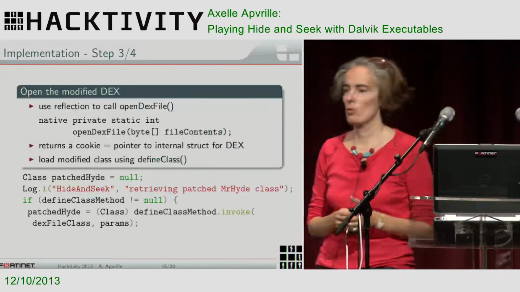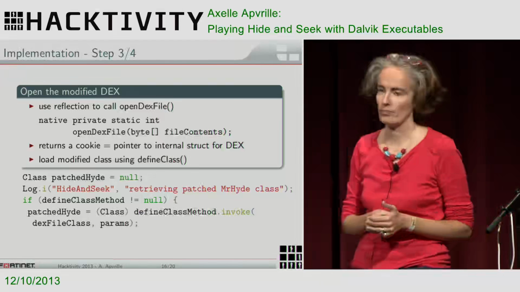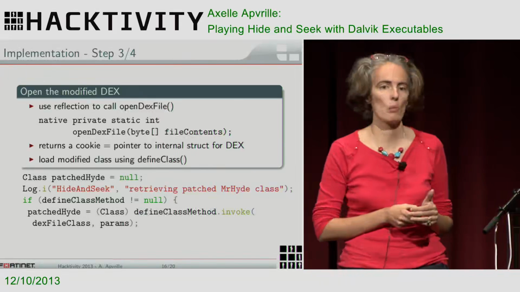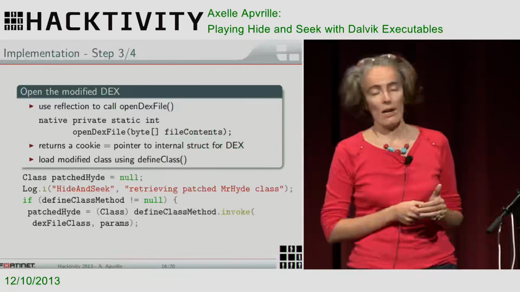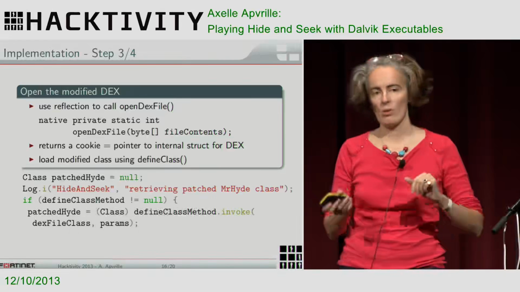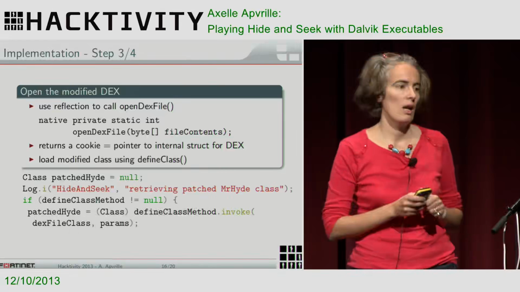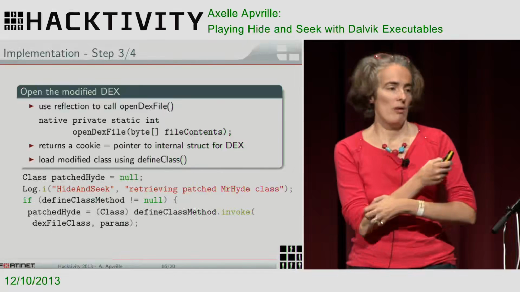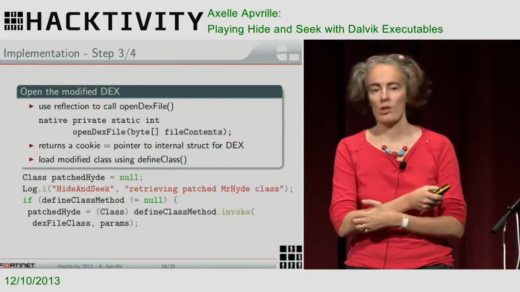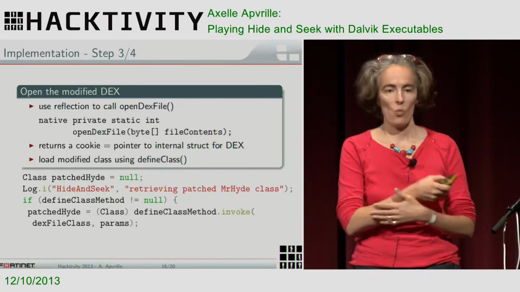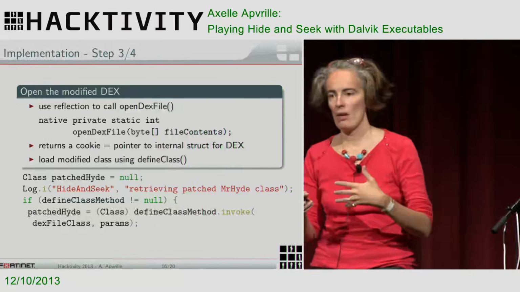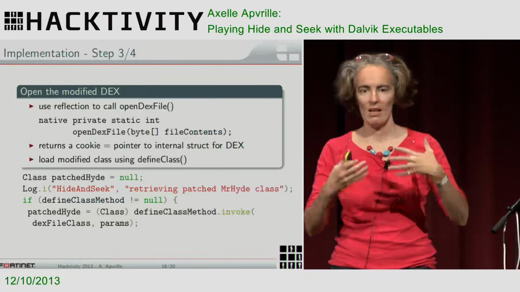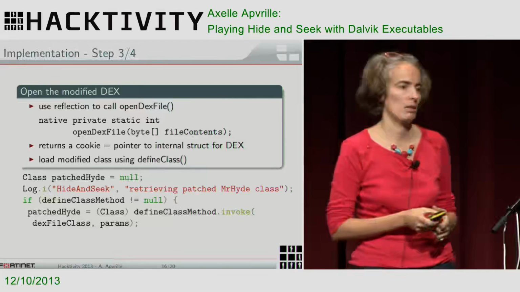And then we have to open the modified DEX. We do that with another method in the Android SDK, called open_DEX_file. Again, this one is not directly accessible, so we've got to use some Java Reflection to call it. It also has the particularity of returning a cookie, which is actually a pointer to the internal structure of the DEX. Once we've got that cookie, we can call another method, called defineClass, which will actually not instantiate, but create a new class based on the modified DEX.